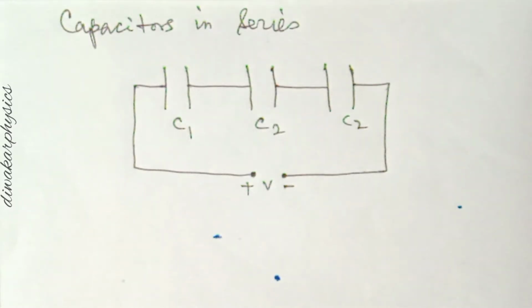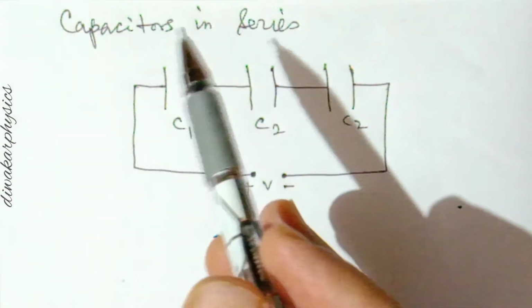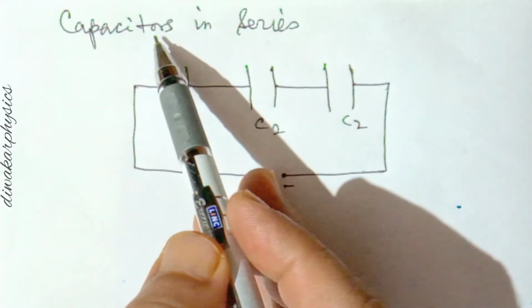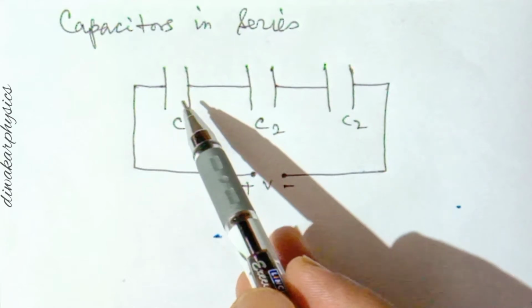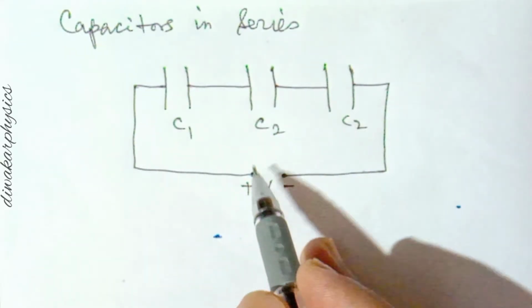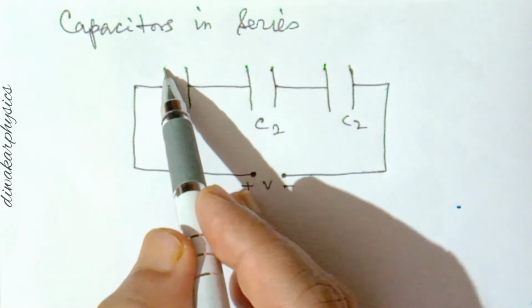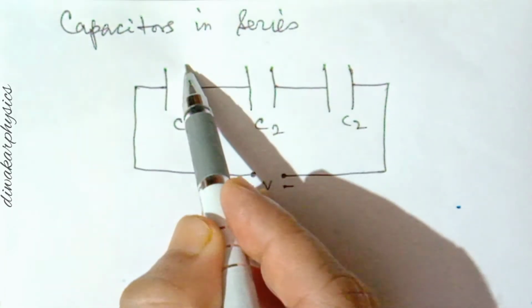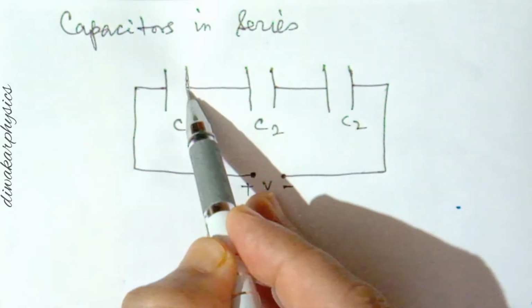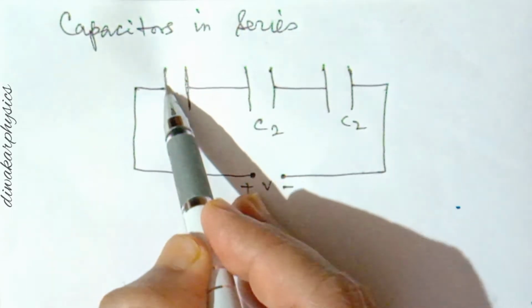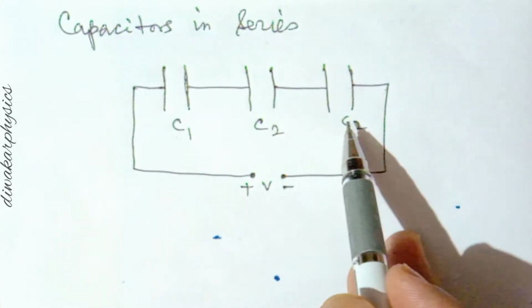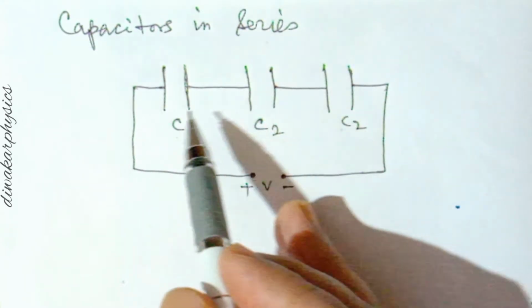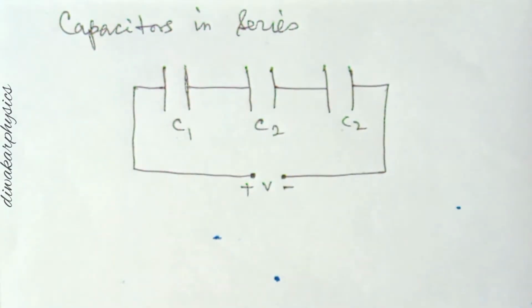Capacitors are basically charge storing devices having two plates, positive and negative usually. This is the symbol of a capacitor, parallel lines of equal length. So this is C1, C2, C3, three capacitors having different capacitance.